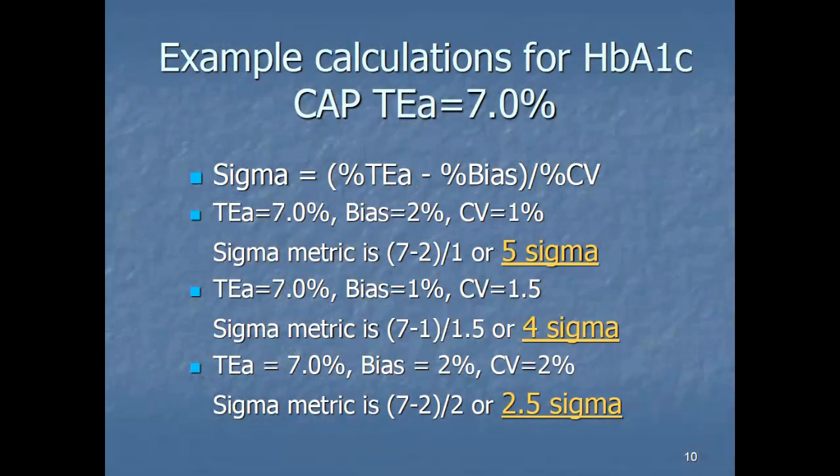Here's an example. Hemoglobin A1C. College of American Pathologists define total allowable error as 7%. So we've got a TEa of 7%, a bias of 2%, a CV of 1%. What's sigma? This is not a trick question. So 7 minus 2 is 5, divided by 1 is 5.